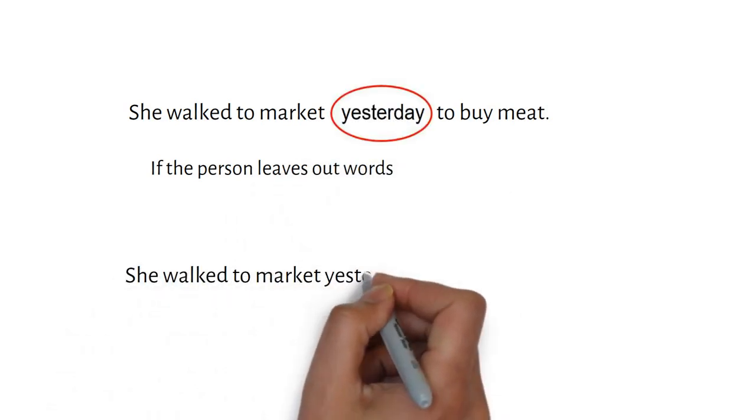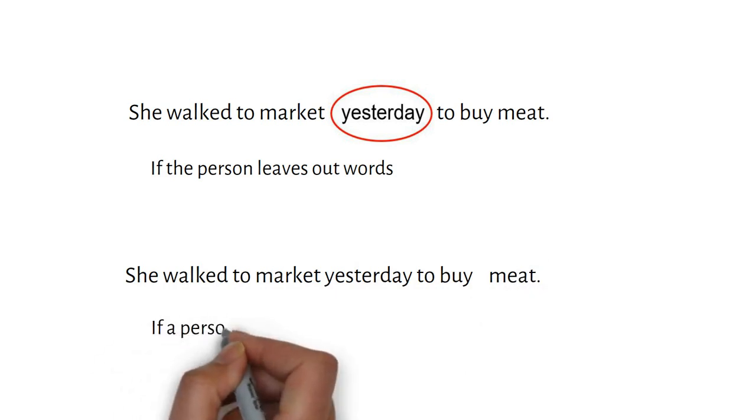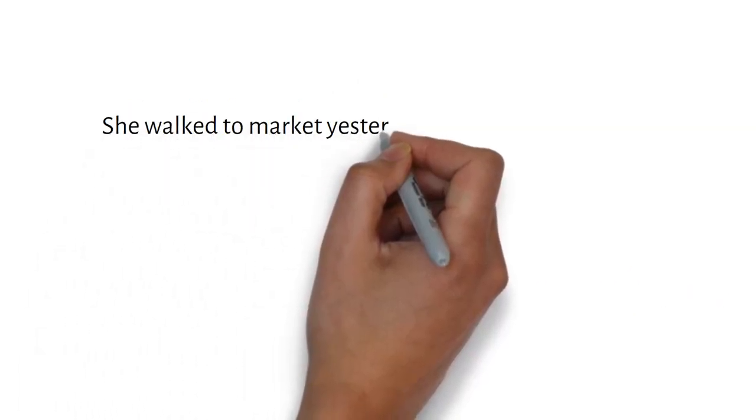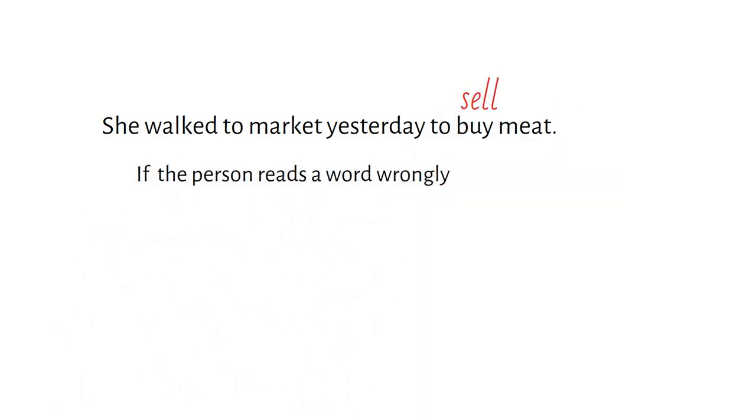She walked to market yesterday to buy goat meat. If the person adds something, write it above the line. She walked to market yesterday to sell meat. If the person reads a word wrongly, write it above.